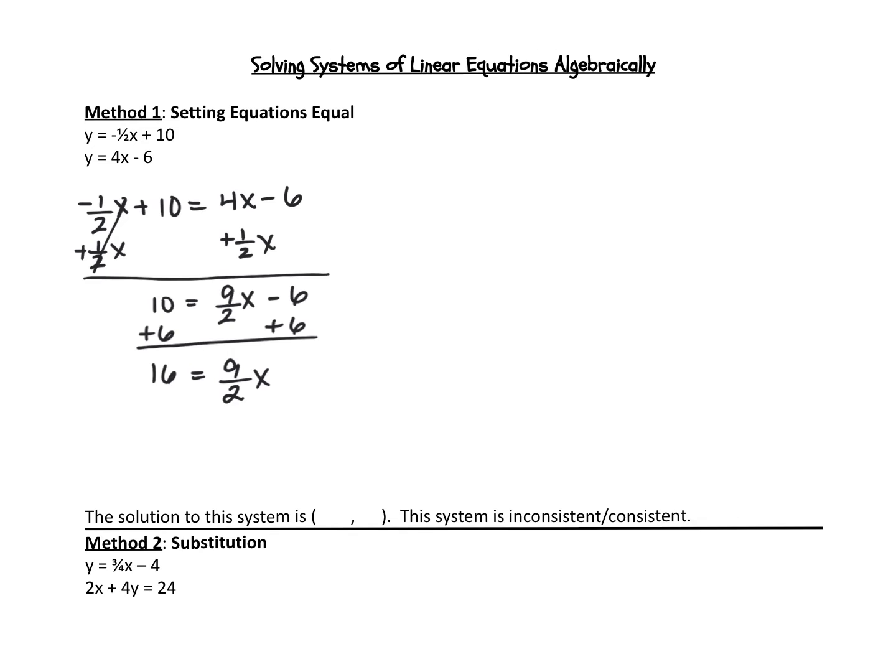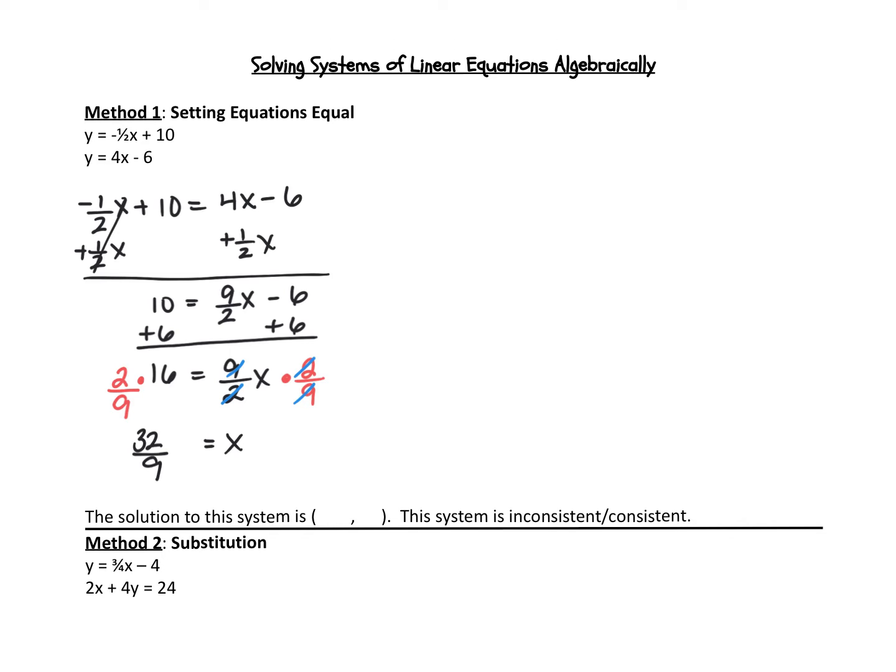Now, to get x by itself, we can either divide both sides by 9/2, or a faster way, which I like to do, is multiply by the reciprocal. Reciprocal means to flip the fraction. So we can multiply by 2 over 9. So when you play with the right side, the 2's cancel, the 9's cancel. You're left with x equals 32 over 9.